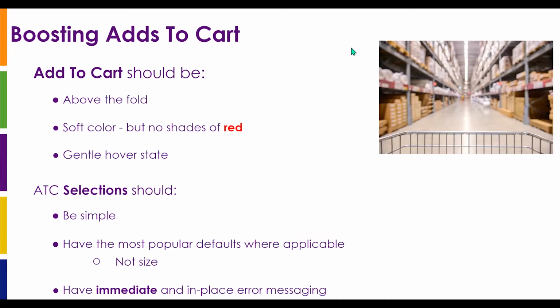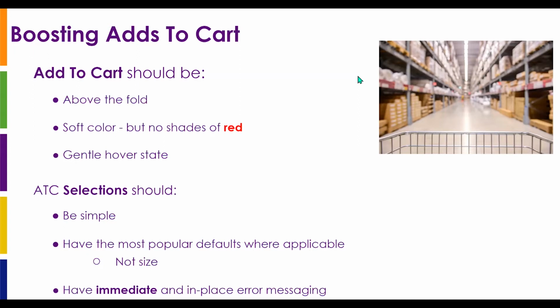Now, selections. The selections like quantity and style and size and other options that you may have, bundle choices. These controls should be very, very simple, and they should all be apparent. Avoid drop downs if you can. It doesn't always make sense to avoid them, but keep them simple and keep them all right out there. Have the most popular defaults already established where applicable, probably not size, but the most popular bundles, the most popular styles, the one you want to lead off with.